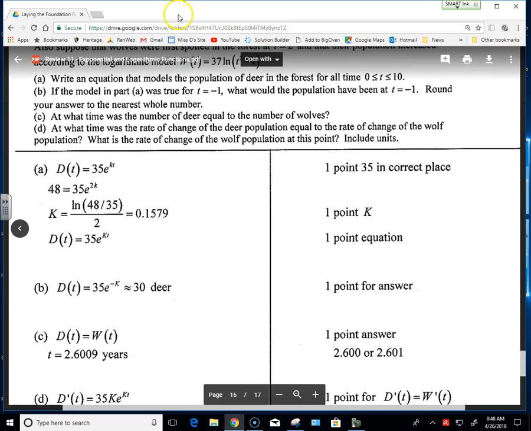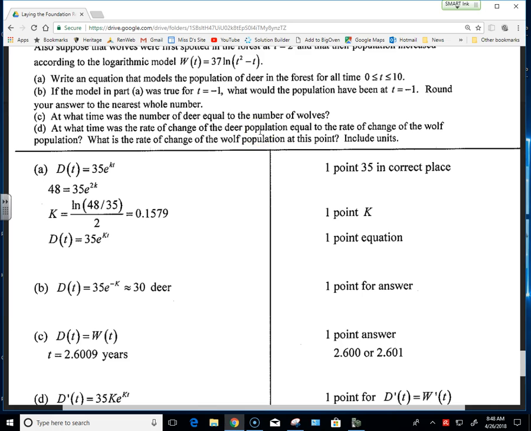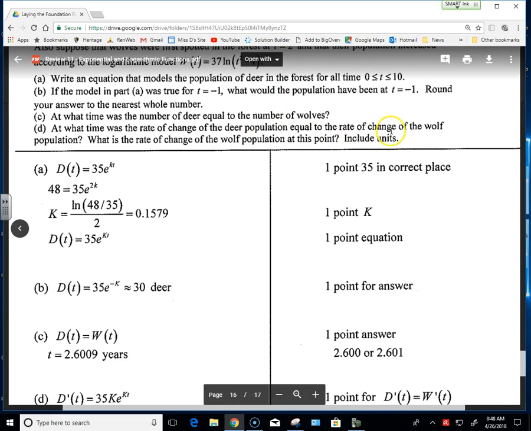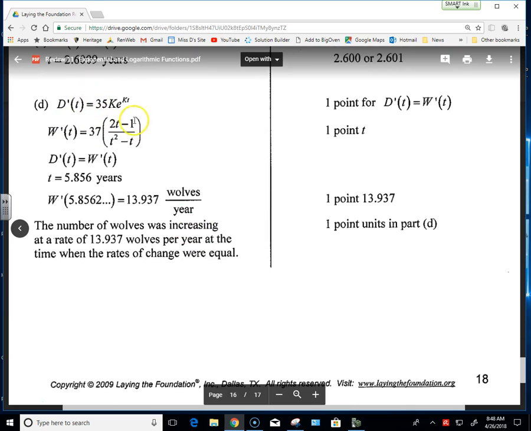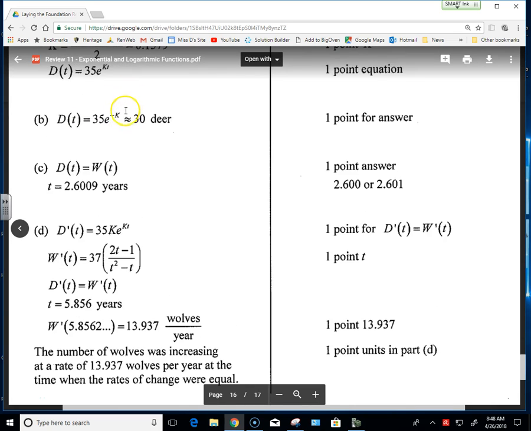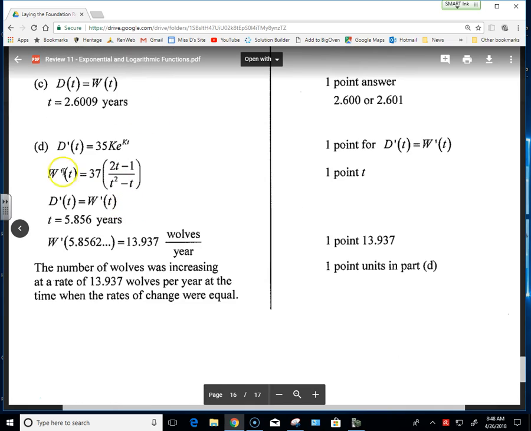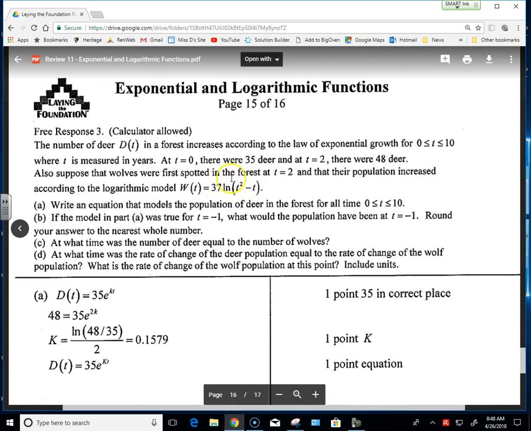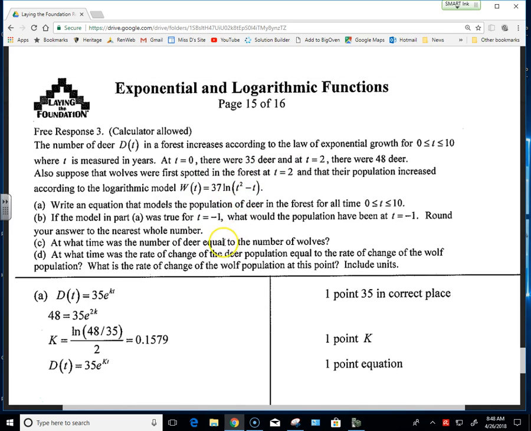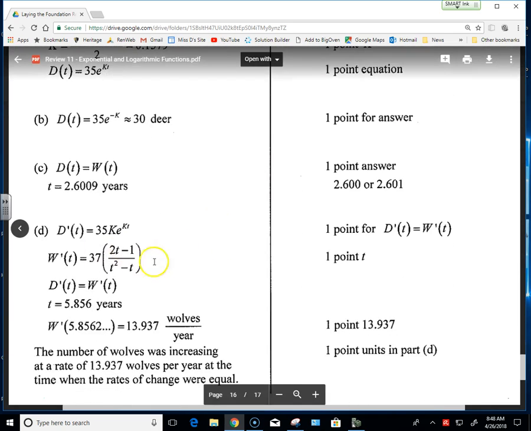And then letter D says, at what time was the rate of change of the deer population equal to the rate of change of the wolf population? Rate of change of the deer, isn't that D prime? Yeah. Rate of change of the wolf population, isn't that W prime? So you would have to take D prime using e to the u times u prime. And this is that number, that 0.1579. And then W prime, you'd have to solve with ln of u, 1 over u times u prime, 2t minus 1. That's what you see right there.